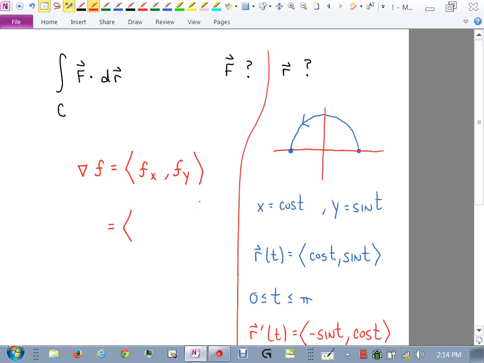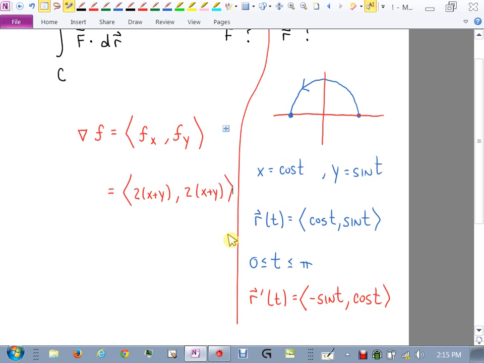What's the partial of f with respect to x? 2x plus y. What's the partial of f with respect to y? 2, x plus y again. That's okay, same thing. Any questions on that? So this is capital F, isn't it? It is the gradient of little f. It's the gradient vector field of f.